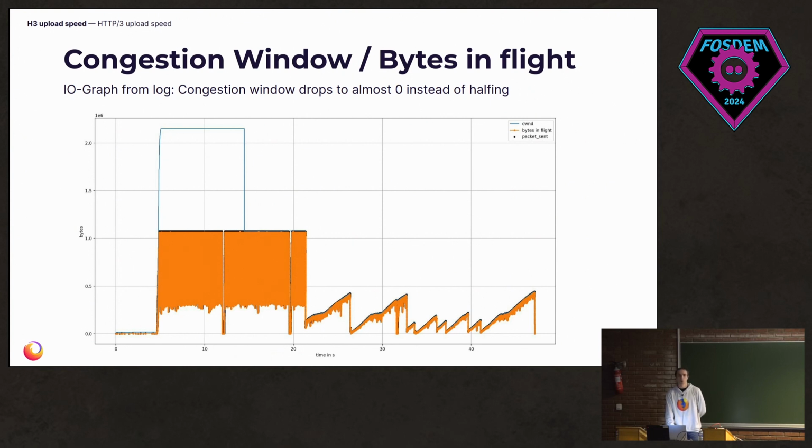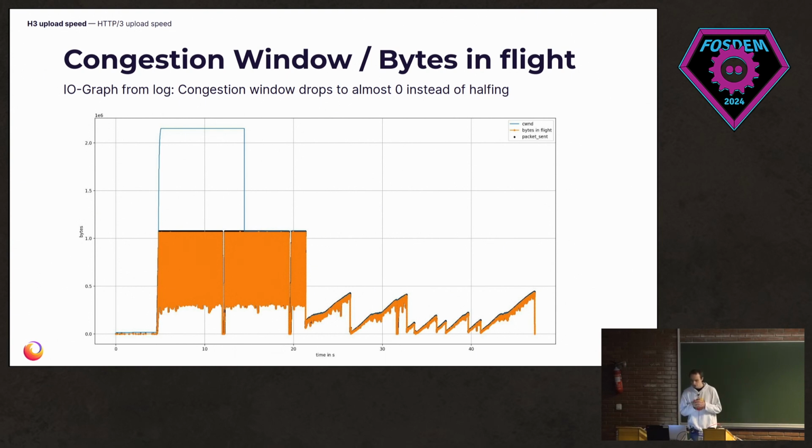So I want to go into a few findings that we had in our presentation, our I/O graphs and other tooling that we used. The most useful tool for us was I/O graphs, where we just printed within the application, with logging, when we send packets, when we receive packets, how big our congestion window is, and everything. So what does this graph show?